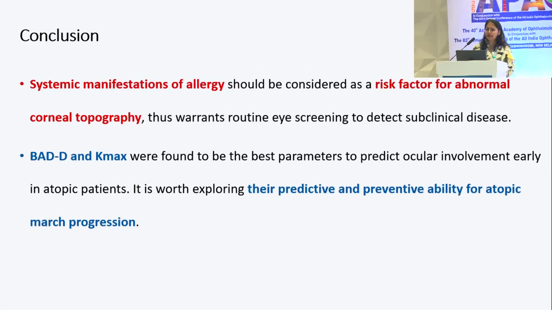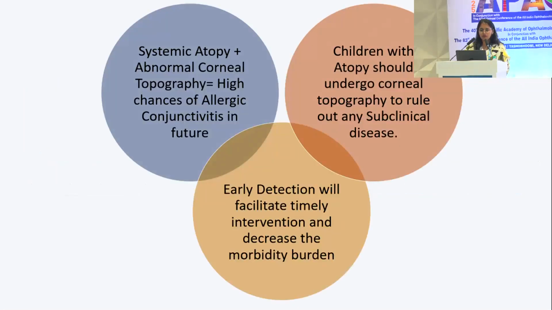So I conclude that systemic manifestations of allergy should be considered as a risk factor for abnormal corneal topography, thus warranting routine eye screening to detect subclinical disease. BAD-D and Kmax were found to be the best parameters to predict ocular involvement early in atopic patients. It is worth exploring their predictive and preventive ability for atopic march progression.